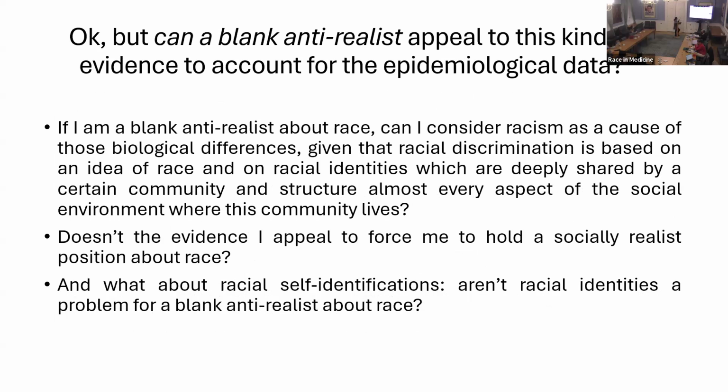So if I'm a blank anti-realist about race, can I consider racism as a cause of those biological differences, given that racial discrimination is based on an idea of race and on racial identities, which are deeply shared by a certain community and structure almost every aspect of the social environment where this community lives? So this is my question. And also, doesn't the evidence I appeal to force me to hold a socially realist position about race? And what about racial self-identifications? Aren't racial identities a problem for a blank anti-realist about race?